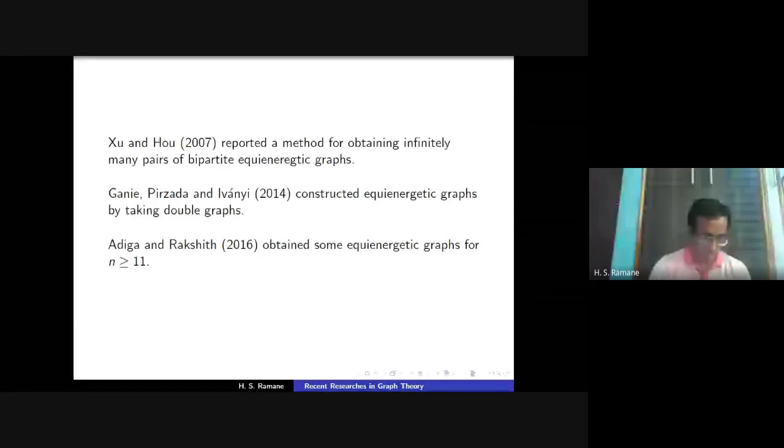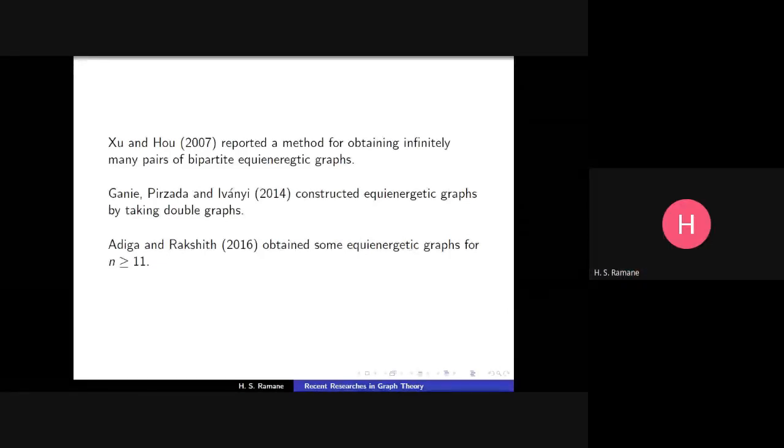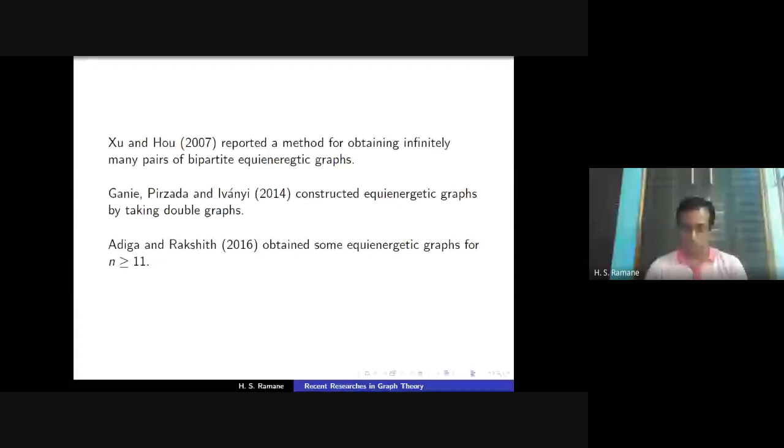Many problems are there, especially for trees. Not much work is done on the equienergetic trees. So one can see here. These are some references.